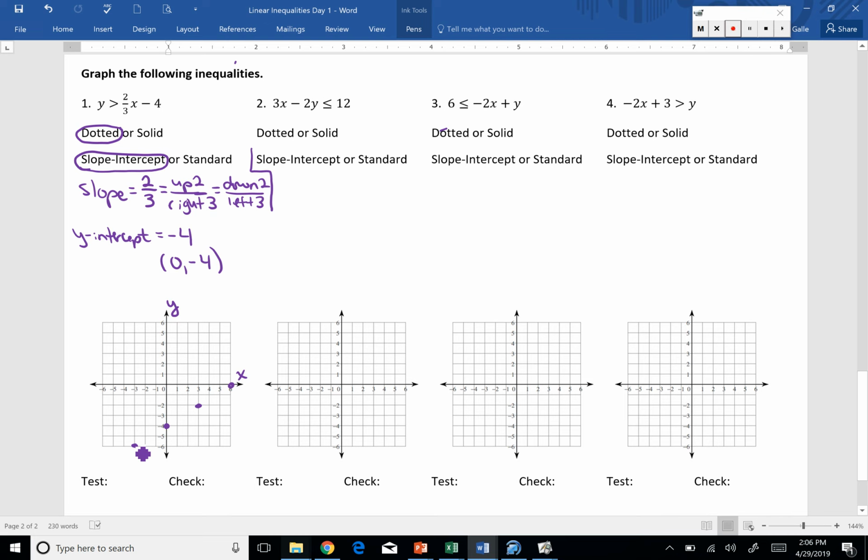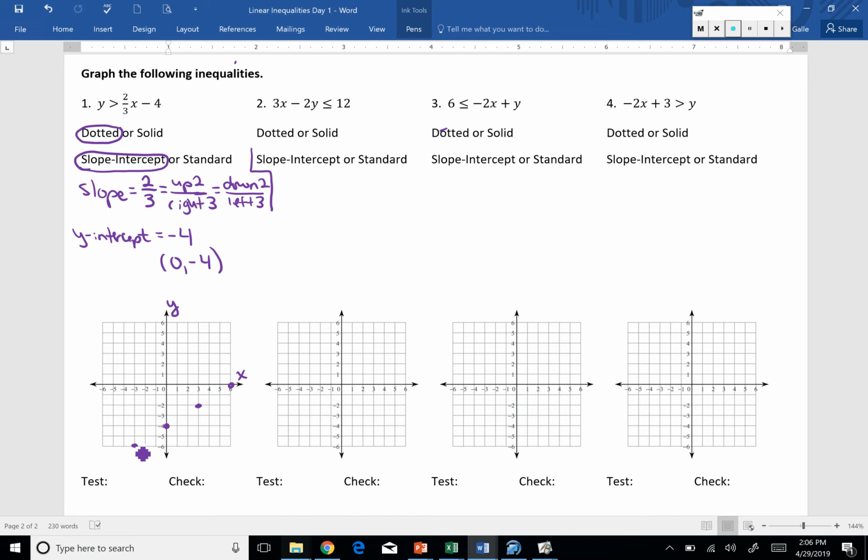Now I know, and this is a hard habit to break, guys, we've graphed a lot of lines this year. You probably graphed a lot of lines last year. You're used to just drawing a nice solid line. This is where you really have to slow yourself down and stop and remember, is it going to be dotted or solid?